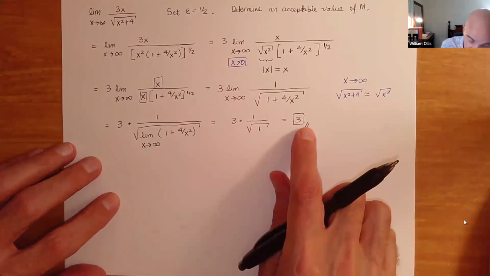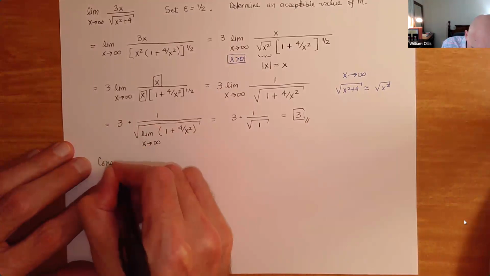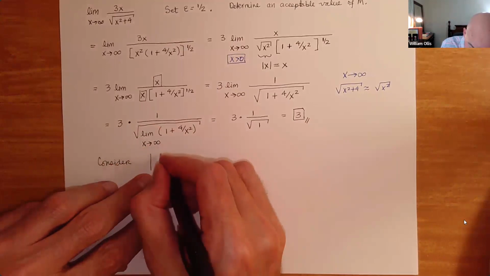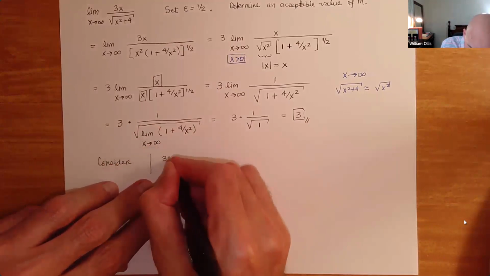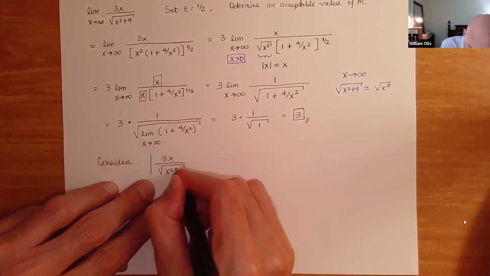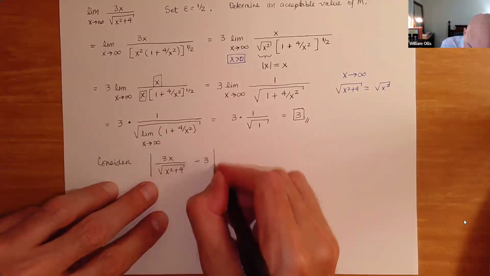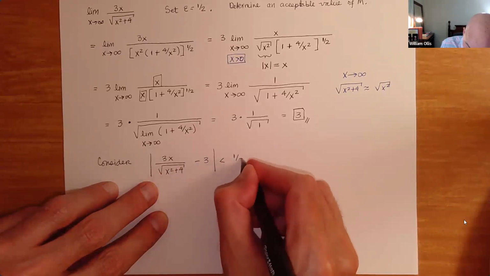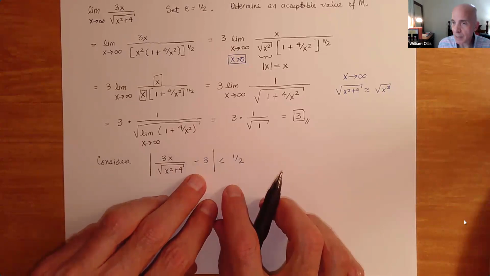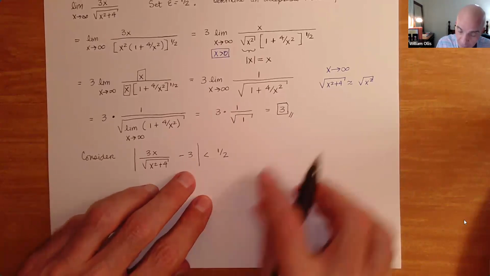So what we can do, this is the limit. So now we want to work backwards. So consider the absolute value of f of x minus 3, which in this case is 3x divided by the square root of x squared plus 4 minus 3, where 3 is the limit, and this needs to be less than 1/2. So we start with this, which is actually the conclusion of the limit definition, and work backwards to find an actual M that is acceptable.